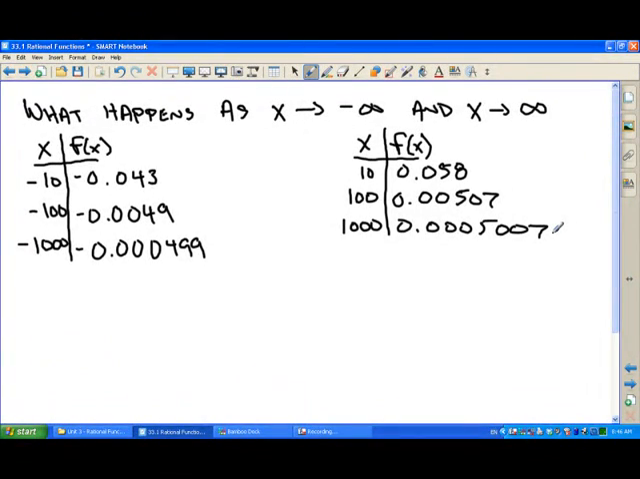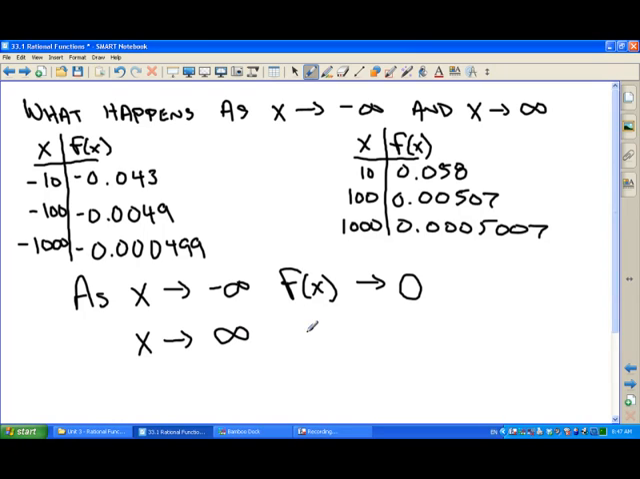So I plugged my values in for my function, and again, these tables are telling us something. As x gets very, very negative, and as x gets very, very positive, the value of our function is getting smaller and smaller. It's getting closer to 0. So as x approaches negative infinity, our function approaches 0, and as x approaches positive infinity, our function also approaches 0.